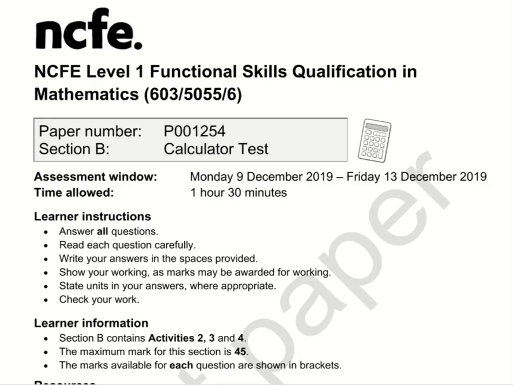Here are the video solutions for NCFE Functional Skills Maths Level 1. This is Section B, which is the calculator section, and this is December 2019.